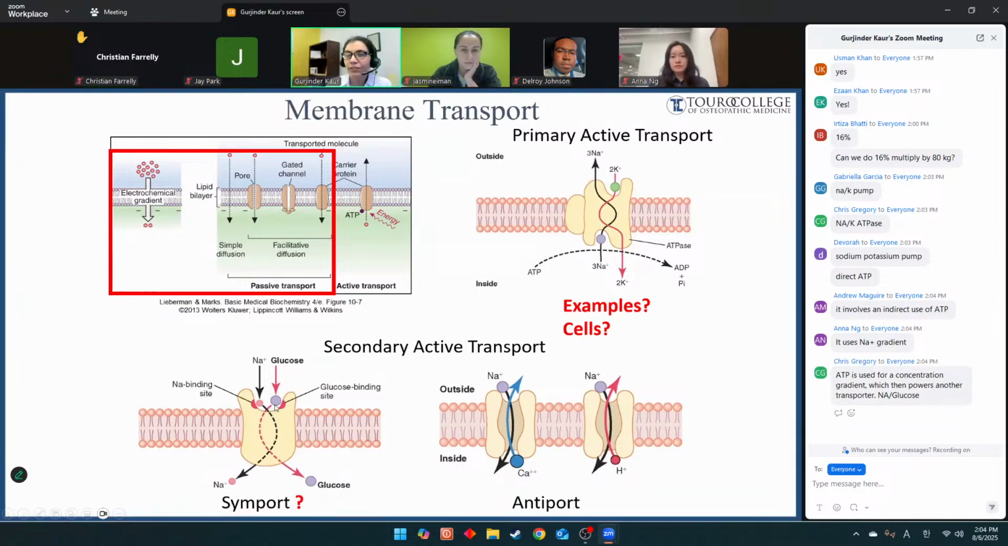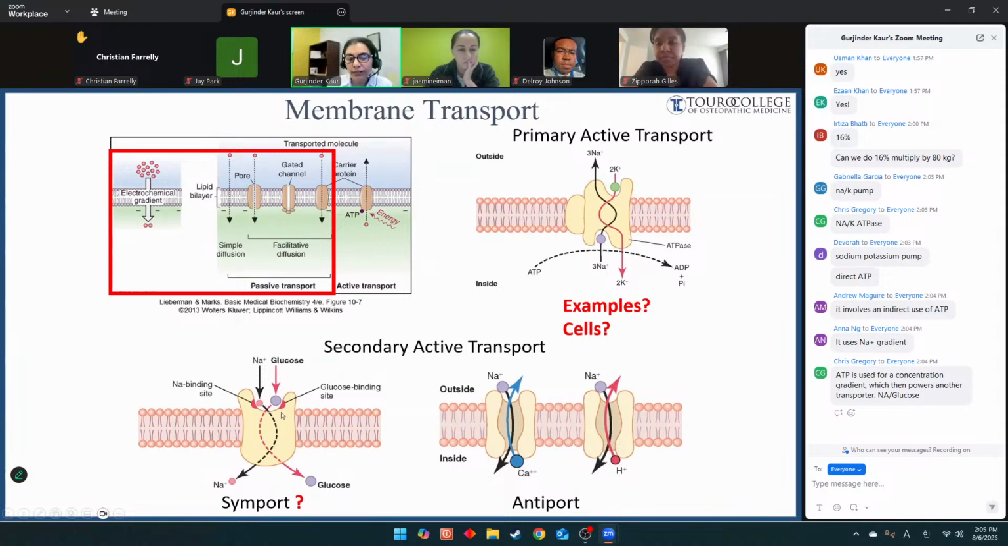Very nice, Christian. Thank you so much. I'm just going to explain it one more time. Before I go ahead, Christian, can you mention why we call it secondary active? Because it itself is not using the ATP directly to get into the cell, but it's taking advantage of a gradient that was created by a primary active transporter. Very nice. Thank you. So it directly is not using any energy, as you can see here.